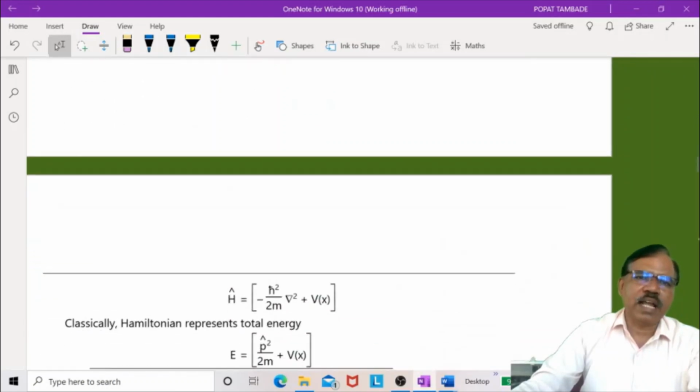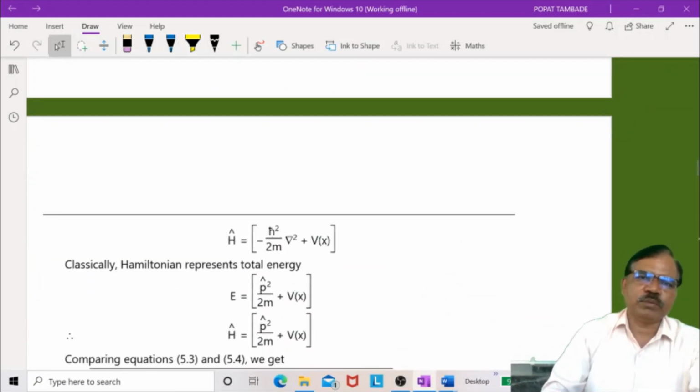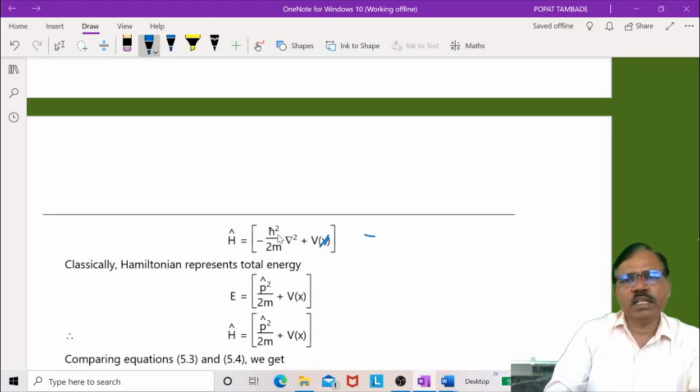The next operator is the Hamiltonian operator, H, that is minus ħ² upon 2m del square plus V of x. Here V can be a function of x, y, z also. Here del square is ∂²/∂x² plus ∂²/∂y² plus ∂²/∂z². This is called the Laplacian operator.